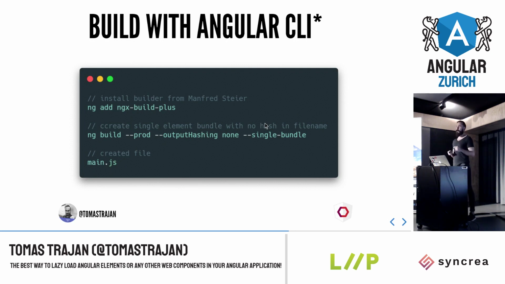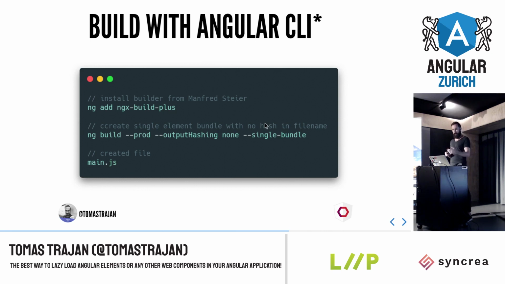So to build it, we can use the Angular CLI because it's a normal Angular SPA. But it would be much easier if instead of multiple files, which we get by default, like main and polyfills and whatever, we just get a single file. And for that, we can use the NGX Build Plus library from Manfred Steyr.